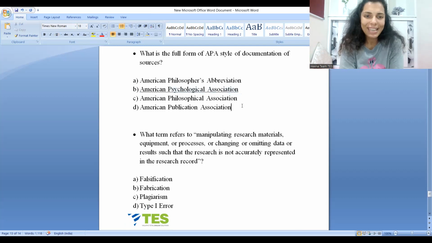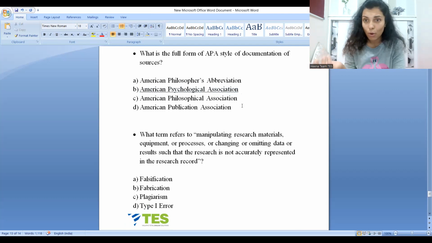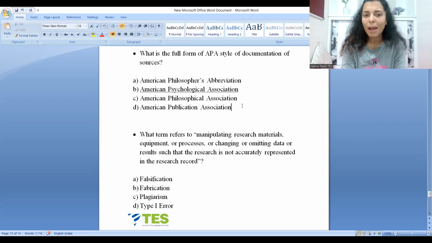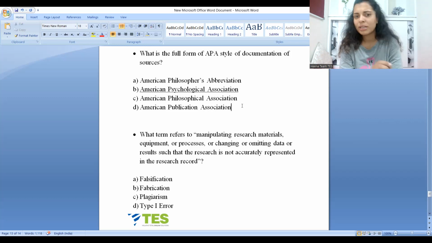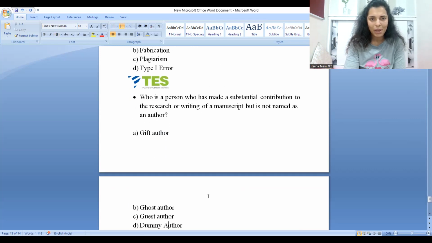Okay, next question. What term refers to manipulating research materials, equipment, or processes, changing or omitting data or results such that the research is not accurately represented in the research record? They manipulated it. Okay, tell me. Option A, falsification. B, fabrication. C, plagiarism. Or D, type 1 error. It is option A, falsification. Okay, let's move on to the next question.